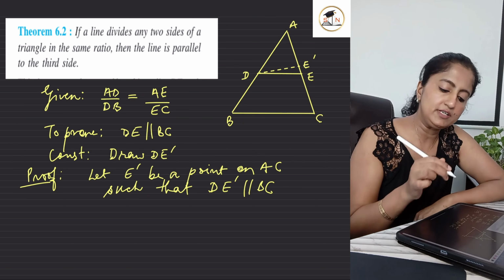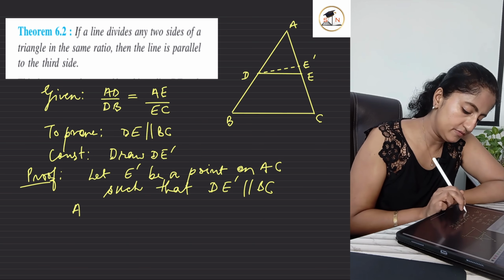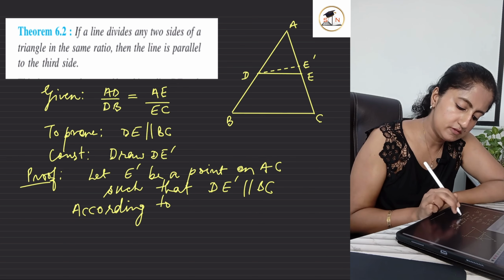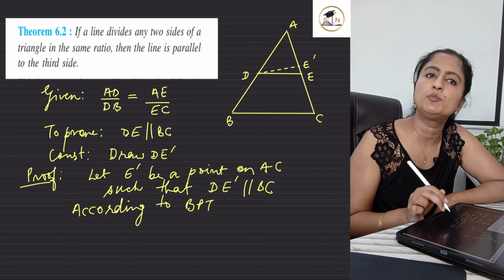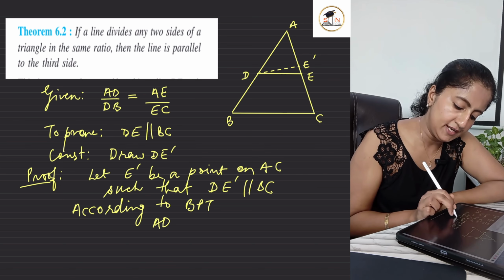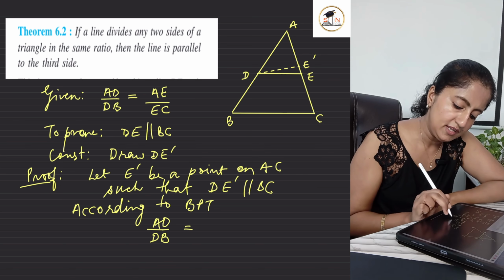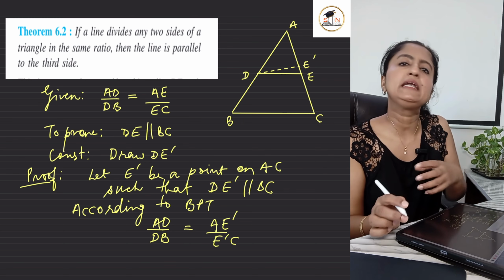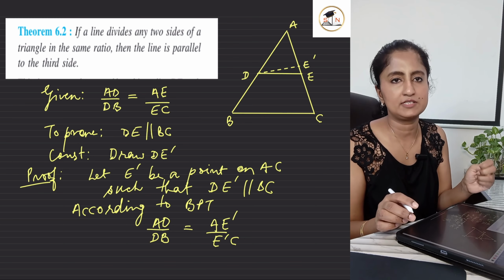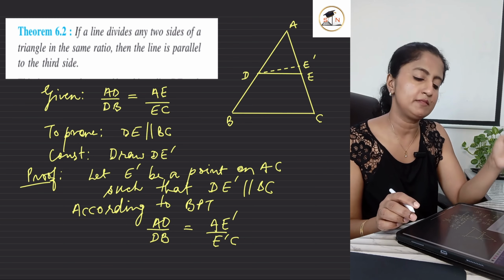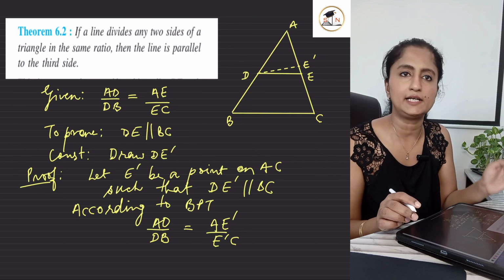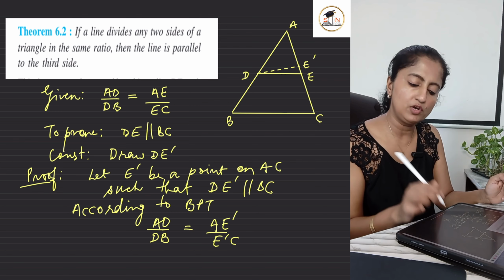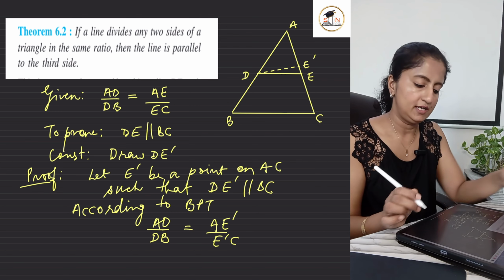Okay. So if DE dash is parallel to BC, then according to BPT, what do we get? According to BPT, we get that AD over DB equals AE dash over E dash C, because BPT claims that when a line is parallel to one of the sides of a triangle, then that particular line is actually dividing the other two sides in the ratio. So over here we had taken that DE dash is parallel to BC. So we got this ratio because of BPT. Right.